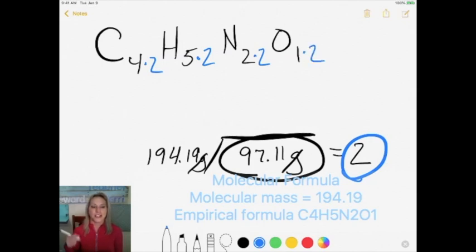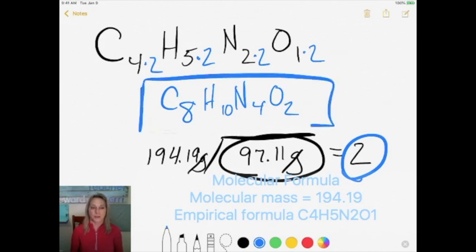So in this case, our molecular formula will be C8H10N4O2. So in this case, our molecular formula goes back to our percent composition example we did, which is for caffeine.